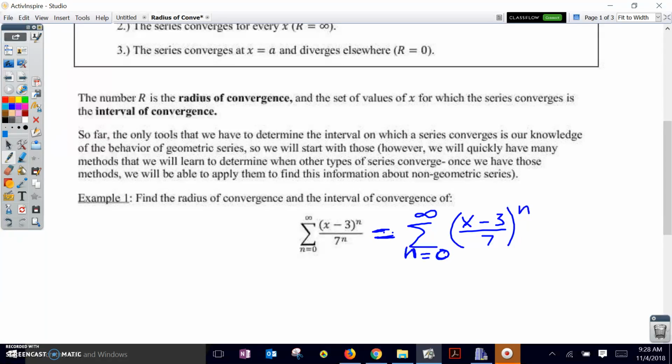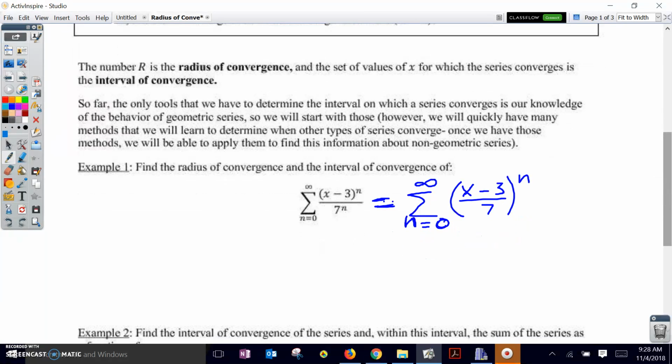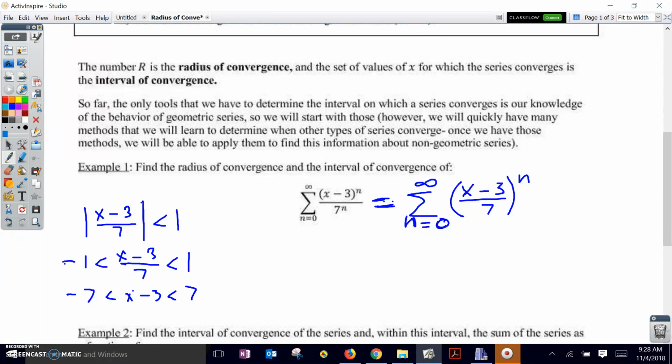So in order to find, and I'm going to find the interval of convergence here and then go back to the radius of convergence. The interval of convergence, I'm going to take the absolute value of r, and that has to be less than 1 in order for this to converge, since it's geometric. I'll set up this inequality. Multiply all three parts by 7. And then add 3 to all the parts. And I get that the interval of convergence is going to be from -4 to 10.